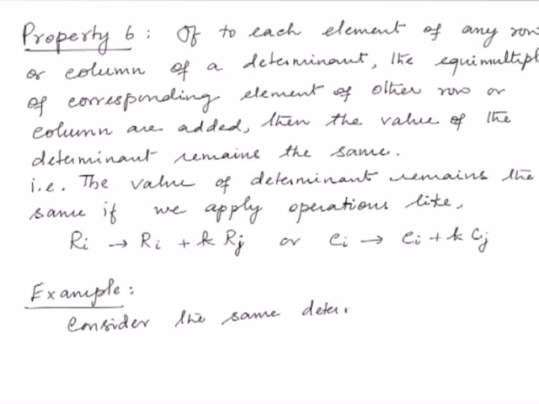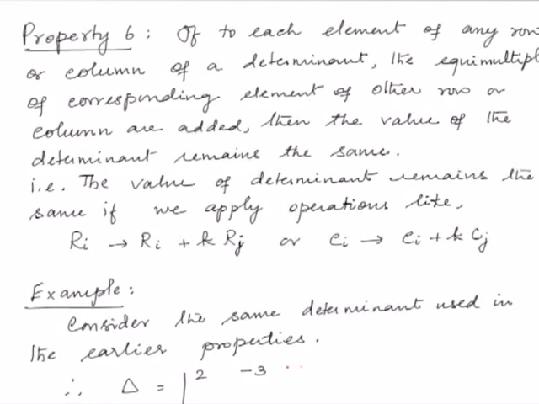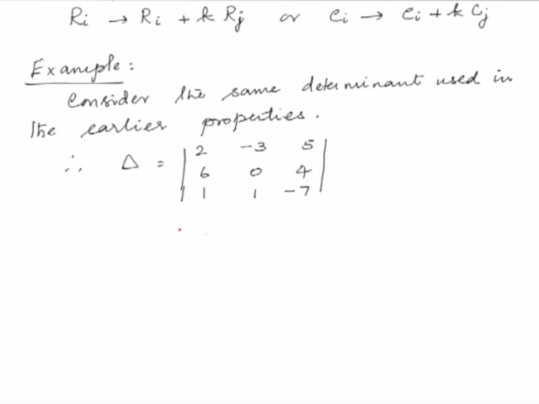So consider the determinant delta. This is just to have a clear understanding, we are considering the same determinant. So delta is equal to 2, minus 3, 5; 6, 0, 4; 1, 1, minus 7. And we know the value of the determinant to be equal to minus 116. Now what am I going to do? I am going to apply R2 goes to R2 by 2 and R3 goes to 2R3 minus R1. These are the operations that I am going to impose on this determinant delta.